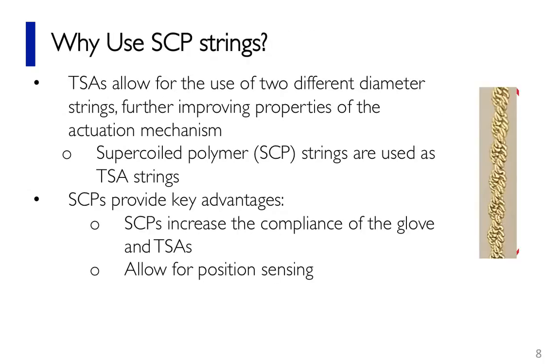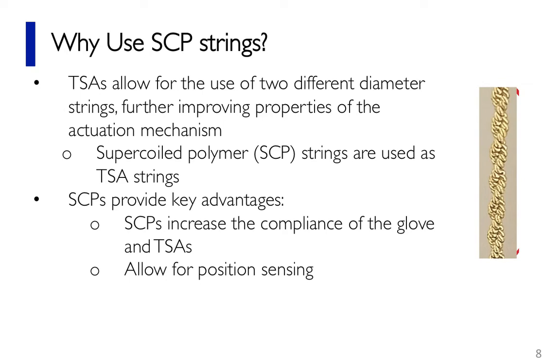The compliance that TSAs provide by using strings for motion transmission can be further improved. TSAs allow for the use of strings of different properties like diameter, conductivity, and stiffness. For example, supercoiled polymer strings or SCPs are silver-coated nylon strings that are conductive and stretchy. The SCP strings can be used as TSA strings, improving the properties of the actuation mechanism.